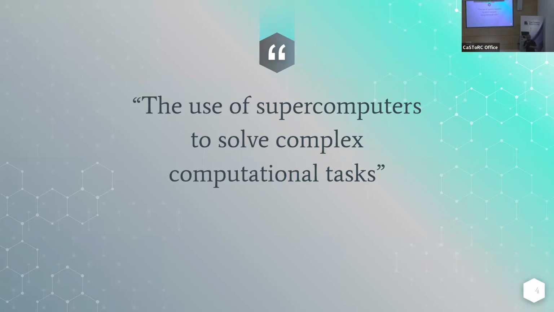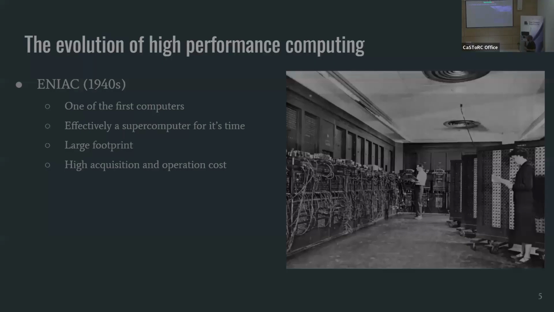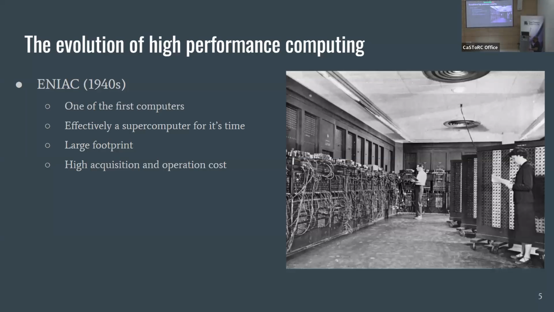Supercomputers have not always been as we see them today. For example, in the 1940s, we had ENIAC, which was one of the first computers, but because of the time, it was effectively a supercomputer. It was huge, you needed a room to house it. It was very expensive to buy and very expensive to operate.